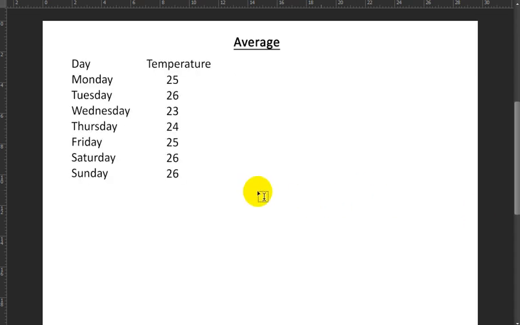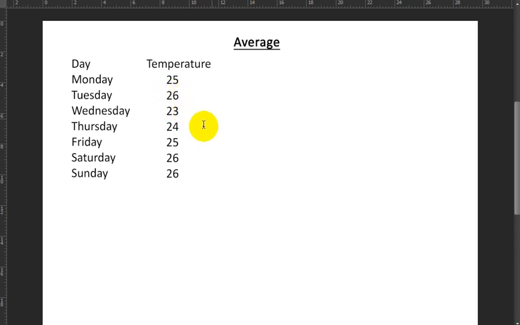Next up, this is the last one. We have this data set of an entire week and the temperature each day. Now, careful, this is the average temperature per day. So it wasn't 25 degrees throughout the entire day. It was just that if we took all the temperatures throughout the day and wanted to find their average, what we would have gotten on Monday was 25, on Tuesday it would have been 26, on Wednesday 23, and so on.